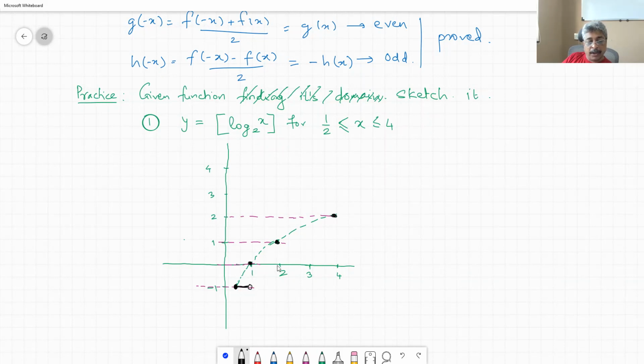Get the hollow point. Create the dumbbell. Get the hollow point. Create the dumbbell. And this point. So my black represents the actual curve. This is the required curve. Next.